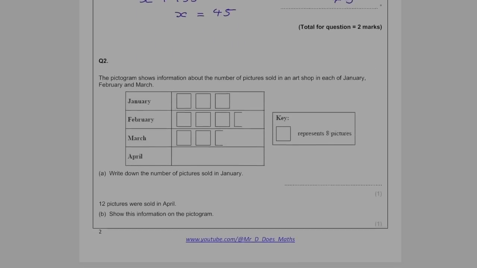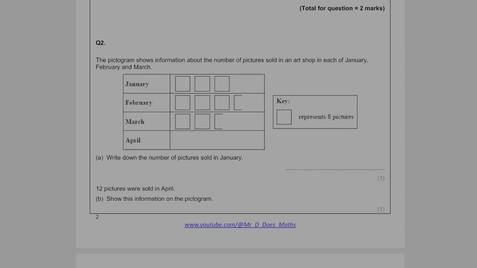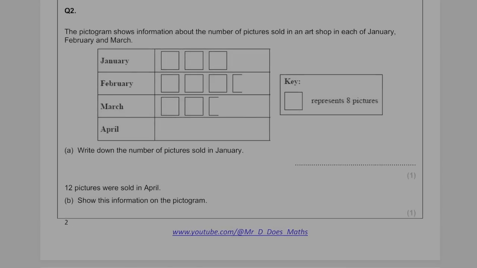Okay, question two. A pictogram shows information about the number of pictures sold in an art shop in each of January, February, and March. Write down the number of pictures sold in January. Well, we've got this key that says that one square represents 8 pictures. So in January there were 3 full squares, so we're looking at 3 times 8, which is going to give us 24.